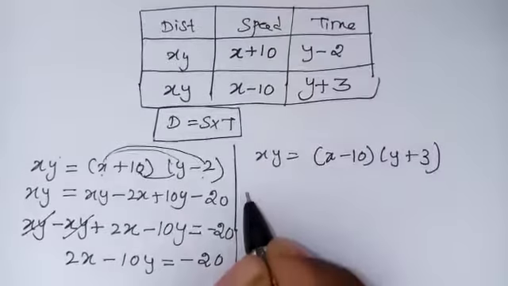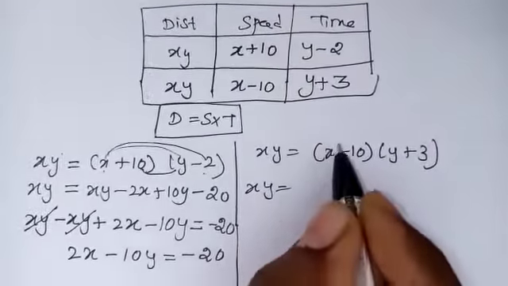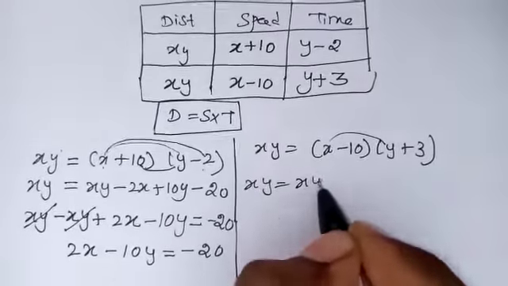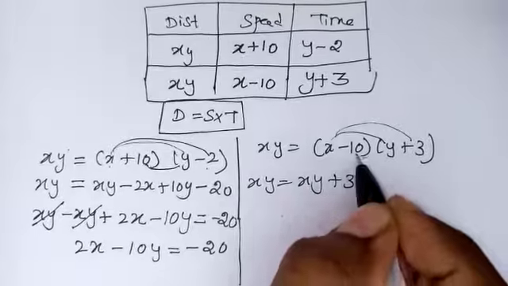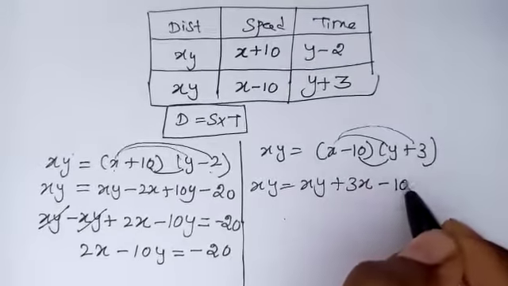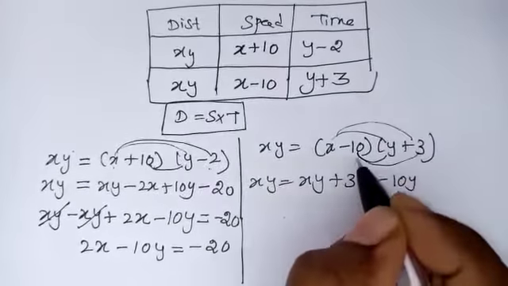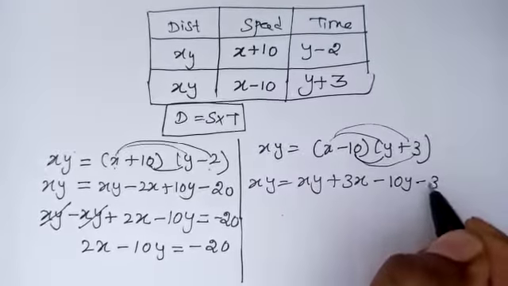Keep the xy as it is. Here first x into y, xy, and x into 3 will be 3x. Again with the multiplication of 10, 10 into y became 10y, and 10 into 3 will be 30. So minus into plus is minus, so minus 30.